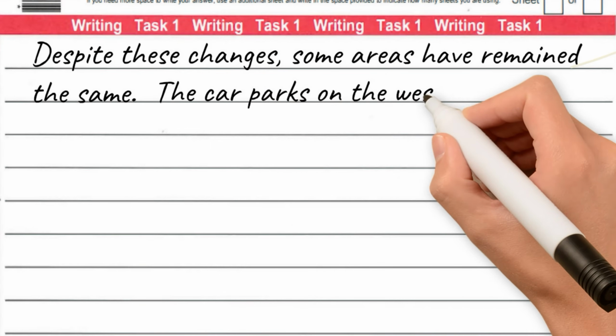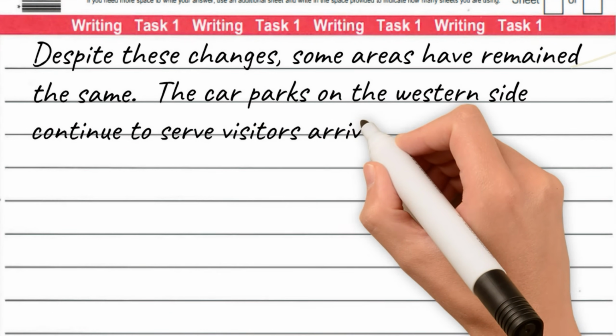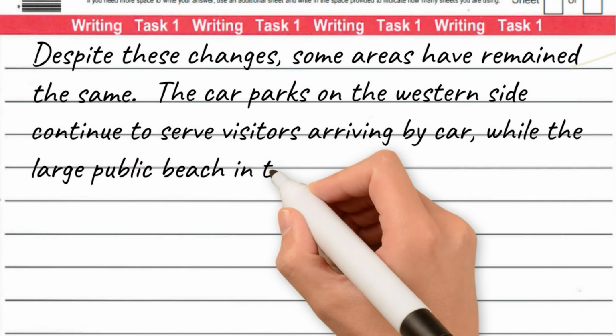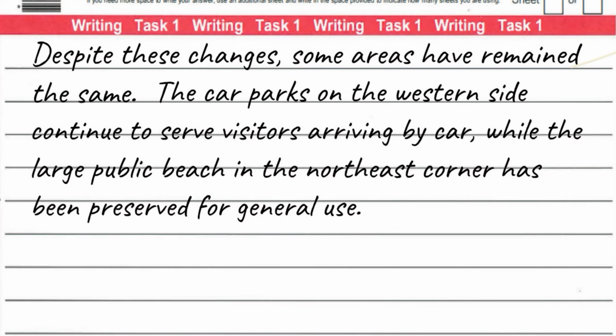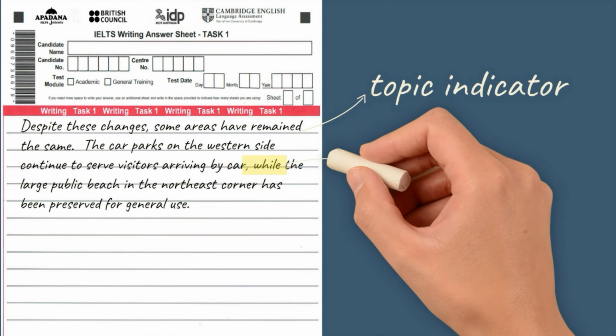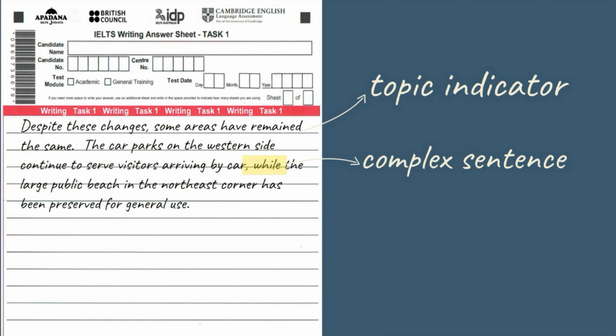Sentence 2. The car parks on the western side continue to serve visitors arriving by car, while the large public beach in the northeast corner has been preserved for general use. Here, use complex sentence structure to show your English grammar ability.